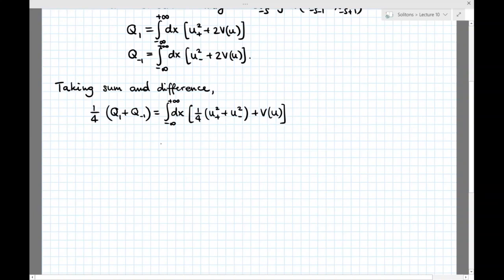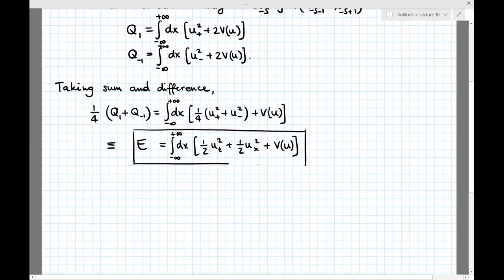which we can rewrite in terms of time and space derivatives, using the formula that we derived last time, as 1/2 u_t squared plus 1/2 u_x squared plus v of u. So I remind you that the plus derivative is equal to the time derivative plus the space derivative, and the minus derivative is equal to the time derivative minus the space derivative. So the cross terms cancel out, and we just get the square of u_t and the square of u_x. But this expression is something that we have encountered already, and this is nothing but the energy. So the sum of the conserved charges of spin plus and minus 1 is simply the energy.